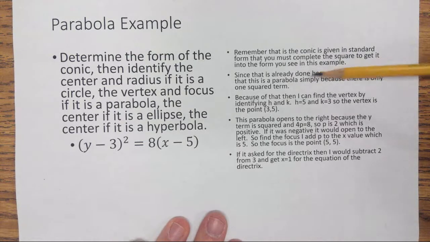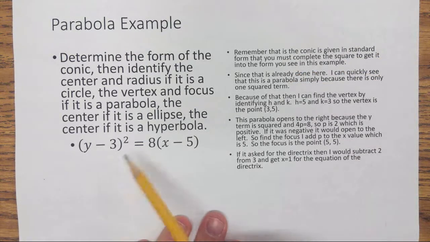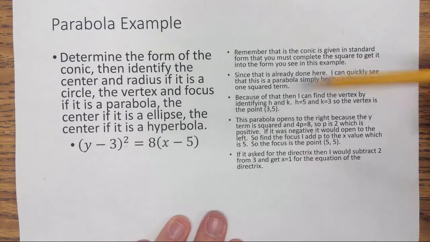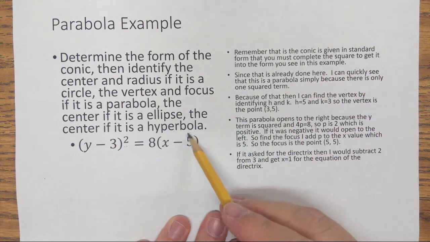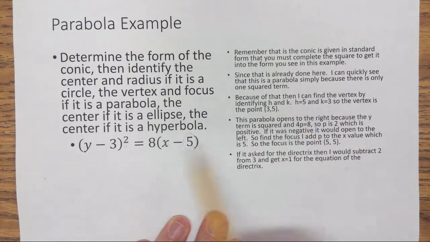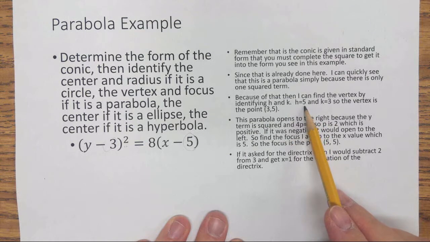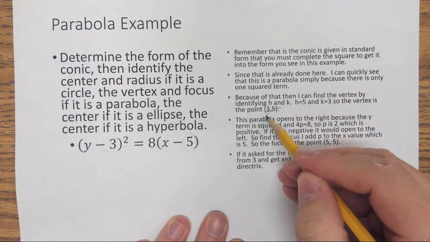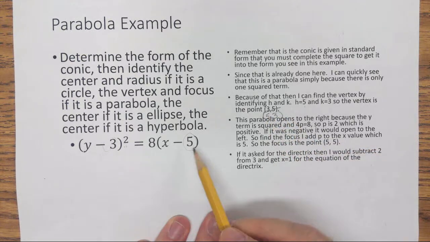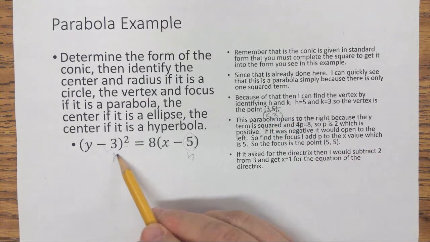Since that is already done here, I can quickly see that this is a parabola simply because there is only one squared term. So it's a parabola. One squared term, parabola. Two squared terms, not a parabola. Because of that, I can find the vertex by identifying h and k. Remember, h is the x value, so this is the value that goes along with the x, and k is the value that goes along with the y, so my vertex is (5, 3), not (3, 5). Because 5 is your h, 3 is your k.